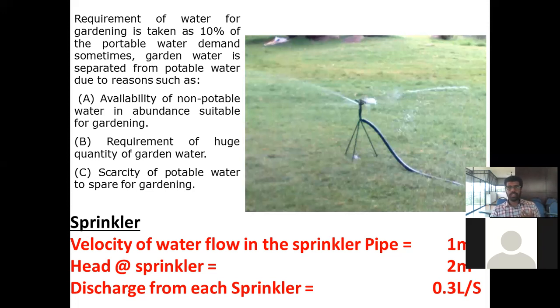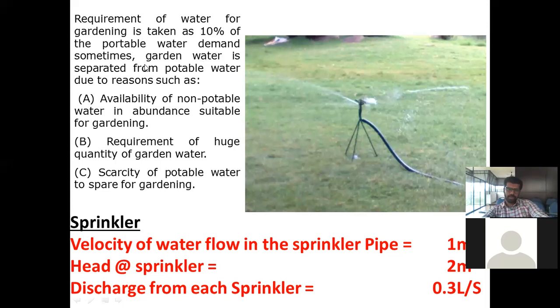And the other water, which is stored in another tank, can be used for flushing. Flushing in the sense that the water can be directly given to the water closet, and you can also use it for gardening purposes. So, in general terms, the requirement of water for gardening is taken as 10% of the potable water demand. If you are using potable water for gardening, normally 10% of it is taken.